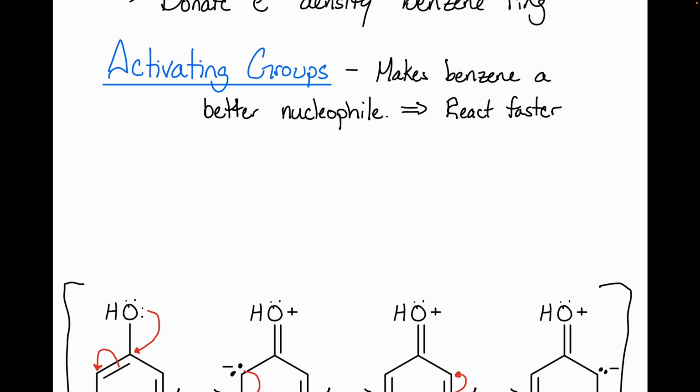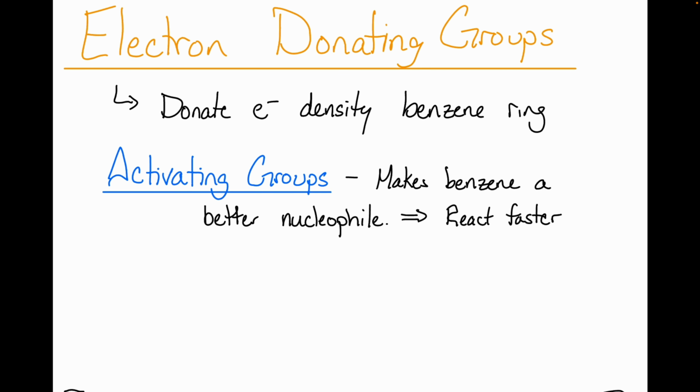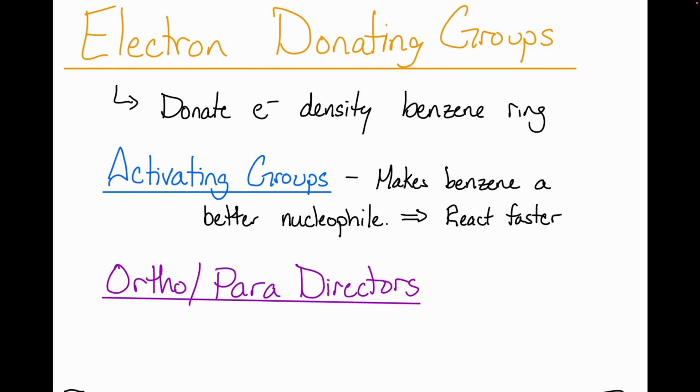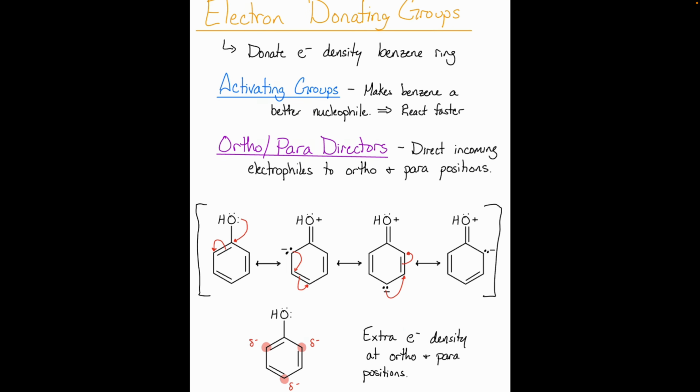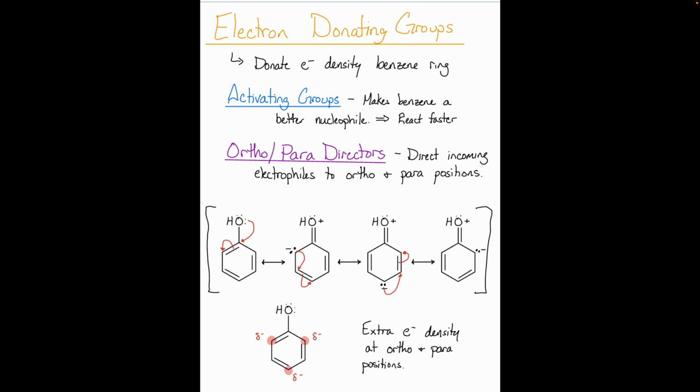All right, so that's why these electron donating groups, we would call them activating groups, and we would call them ortho para directors. All right, they react faster than benzene all by itself, and they will direct incoming electrophiles specifically to the ortho and para positions. All right, and I'll talk about how we spot electron donating groups here in a second.